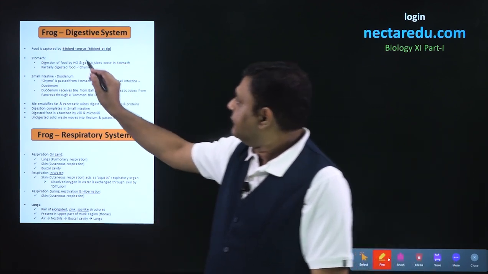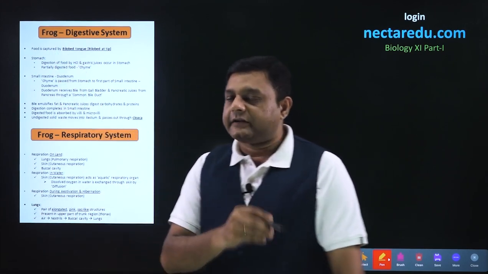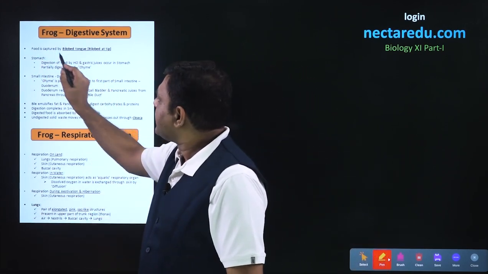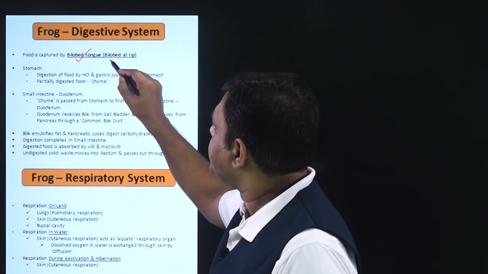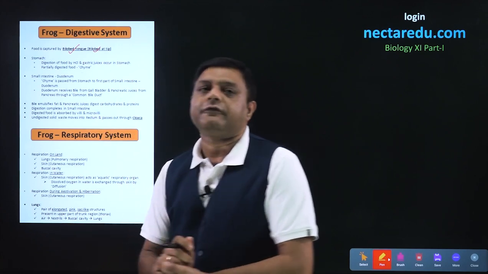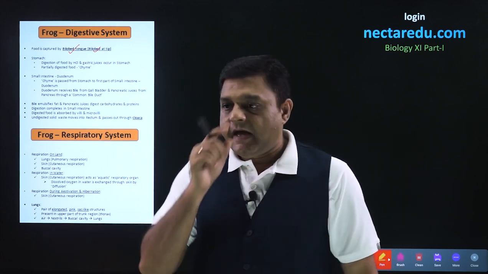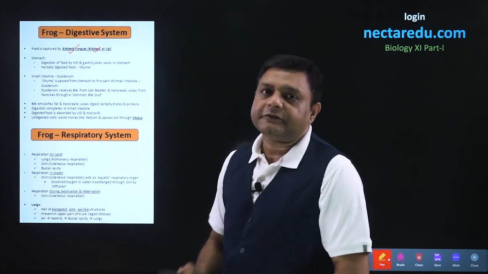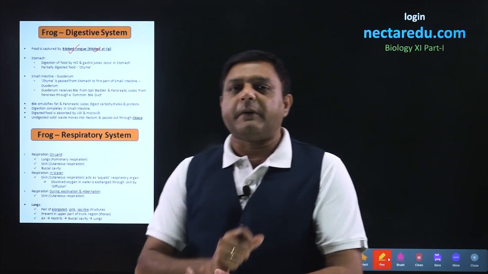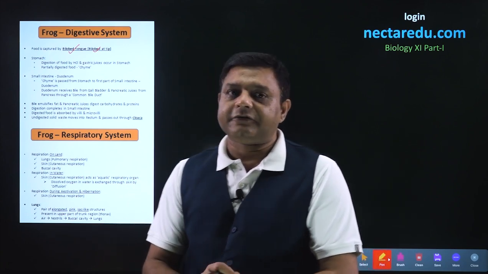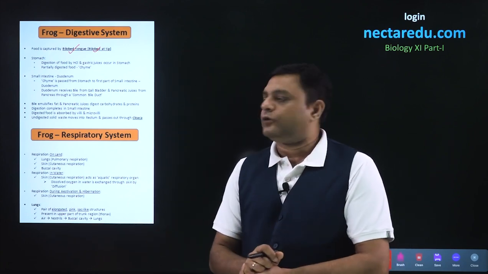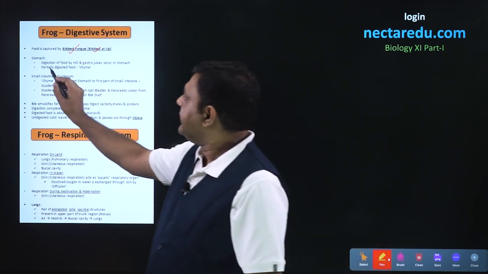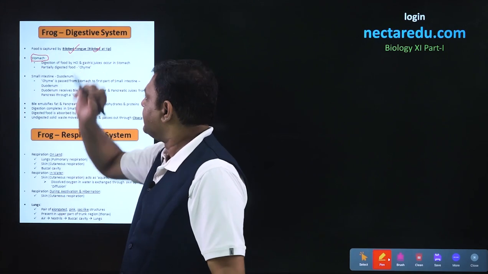So first, we know that frog is carnivorous and it will capture food with the help of a bilobed tongue, and the tongue of frog is bilobed at tip. After trapping of the food, food will pass into the buccal cavity. After the buccal cavity, it will go into the pharynx. After the pharynx, it will go into the esophagus, and finally the food will reach the stomach.